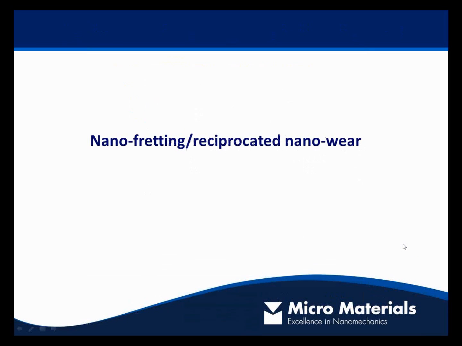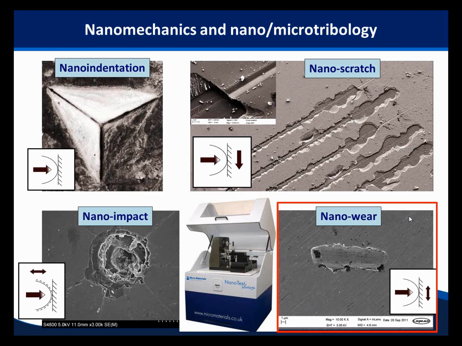So if I finish up with this fretting or reciprocating wear module, it allows us to reciprocate that contact. The example on the bottom right there is actually for a biomedical alloy, part of a study where the tests were performed at a range of different loads, and they could understand weaknesses between different alloys and use that to optimize different compositions for hip joint replacements.